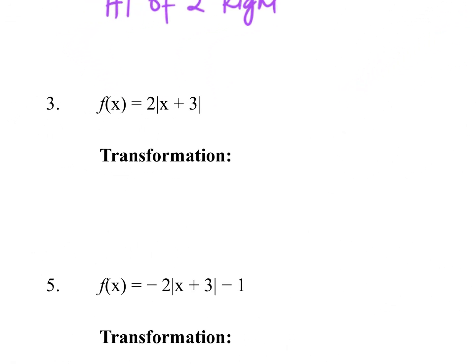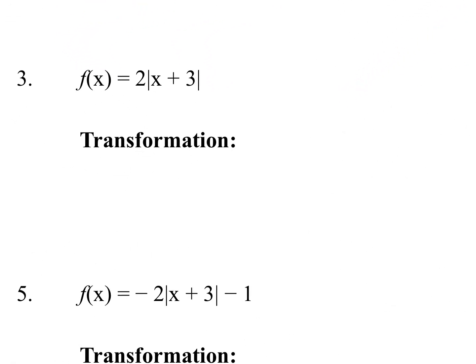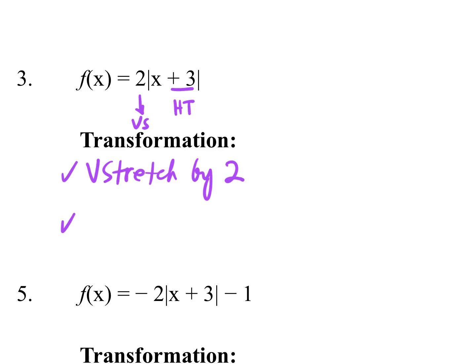Next, we're going to look at number 3. f of x is equal to 2 times the absolute value of x plus 3. So I can see in here a vertical stretch and a horizontal translation. A vertical stretch by 2, that's the first one, and the second one is a horizontal translation of 3 units. It is plus, so it's going to be on the left side.